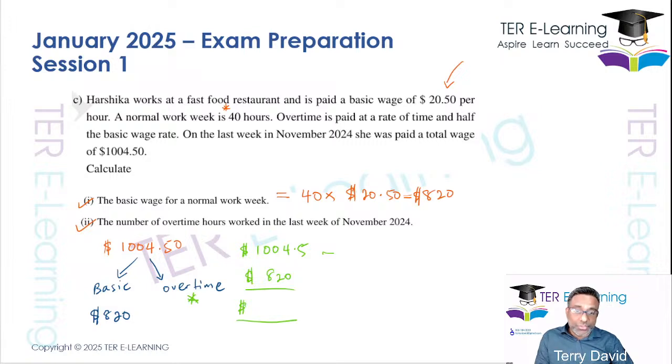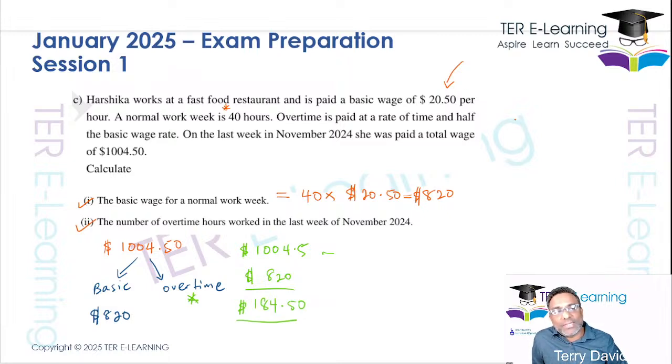Right. So $1,004.50 minus 820 is $184.50, right? So this is actually her overtime amount. That's how much she's working for overtime. Now, here's what we need to do. We need to figure out what is the overtime wage rate.